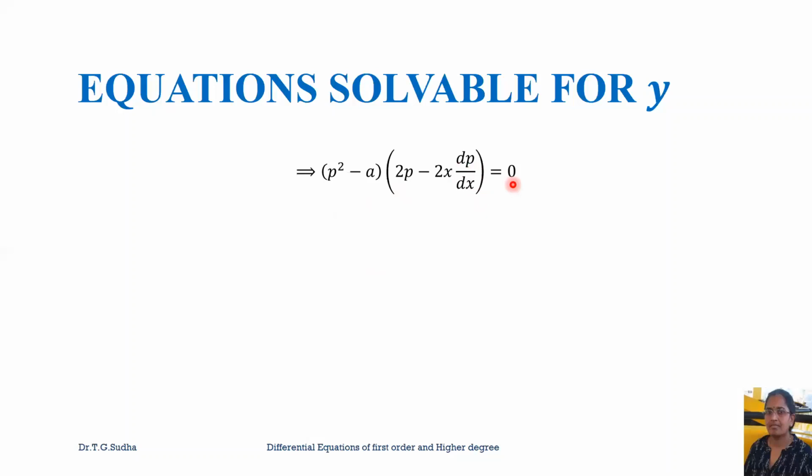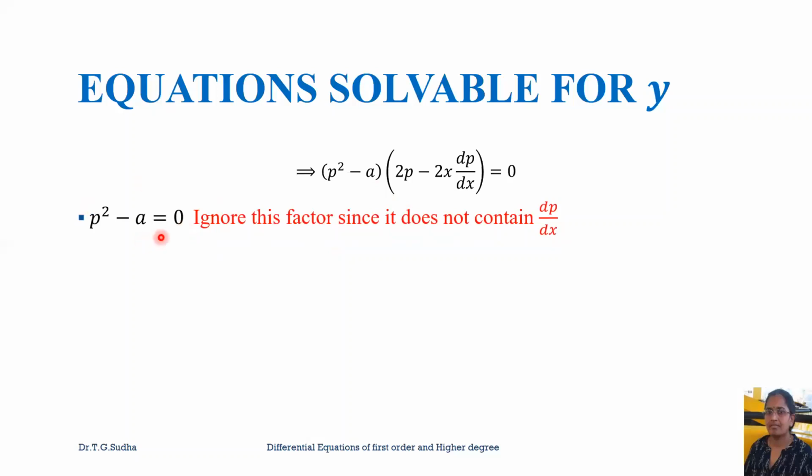So we have factorized into two factors. First factor is p square minus a and the second factor is 2p minus 2x into dp by dx. So equate each of the factors to 0. When we equate the first factor to 0, this factor doesn't contain dp by dx, so let us ignore this factor. The second factor gives us 2p minus 2x into dp by dx equal to 0.